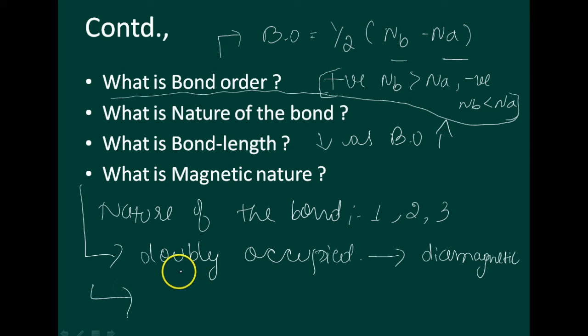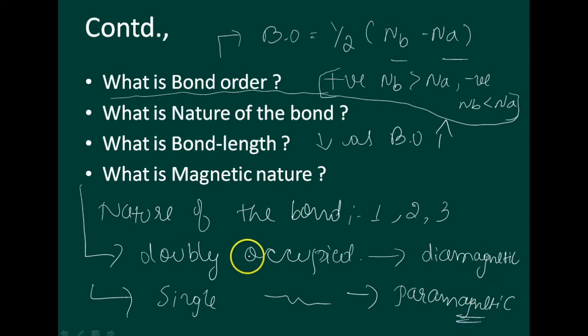Next, if one or more molecular orbitals are singly occupied, that is called paramagnetic.